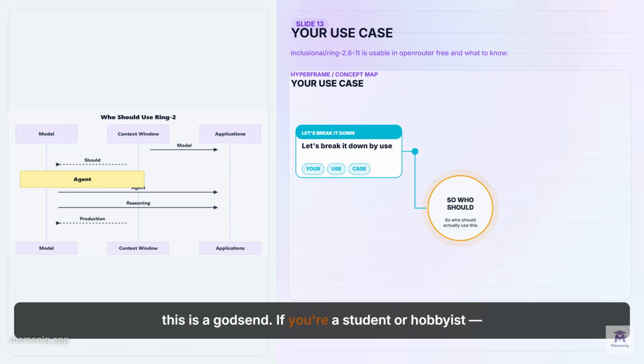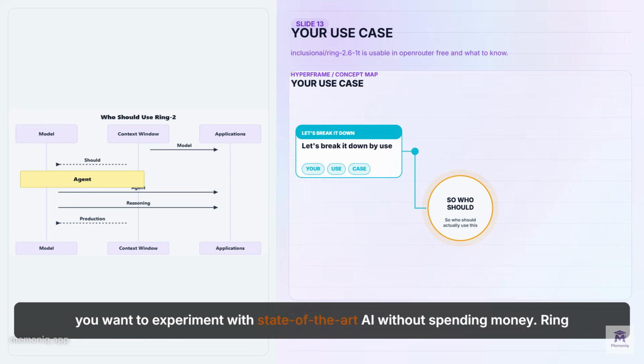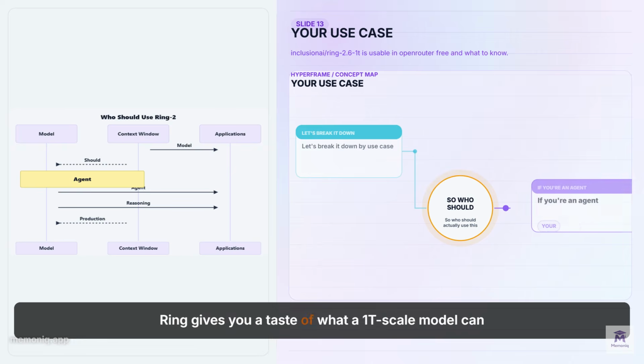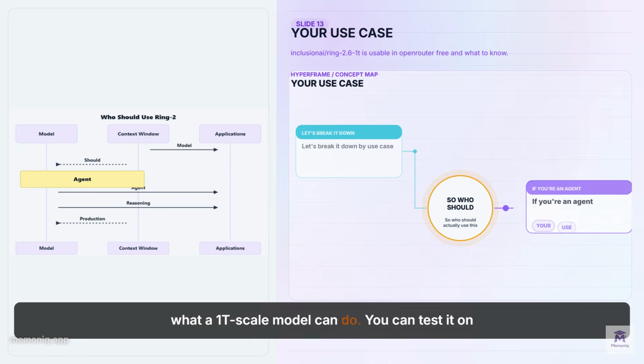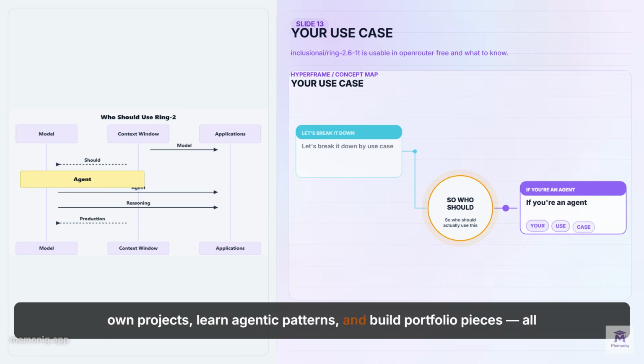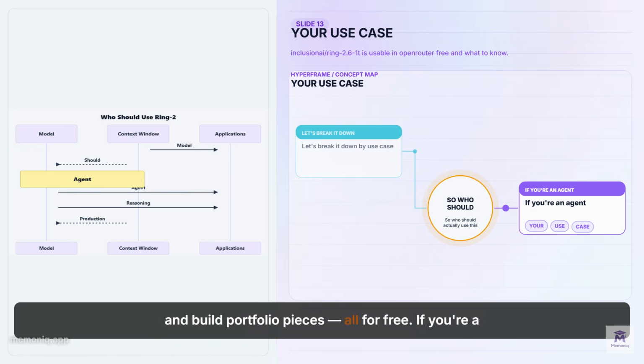If you're a student or hobbyist, you want to experiment with state-of-the-art AI without spending money. Ring gives you a taste of what a 1T scale model can do. You can test it on your own projects, learn agentic patterns, and build portfolio pieces, all for free.